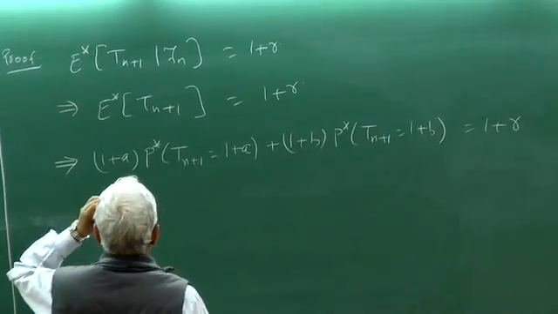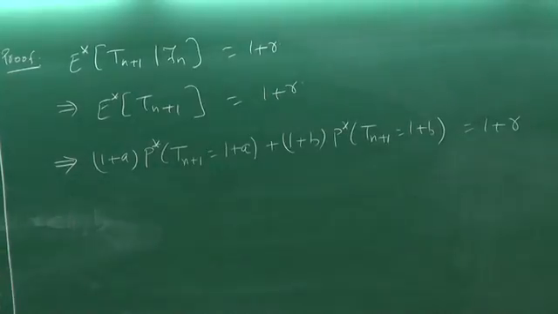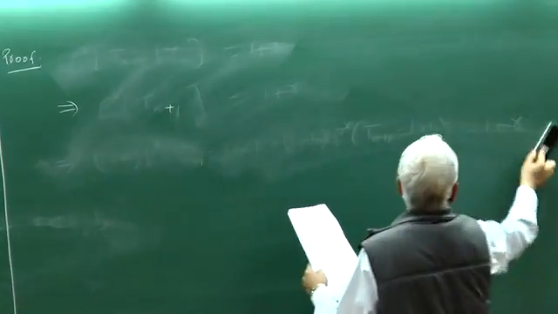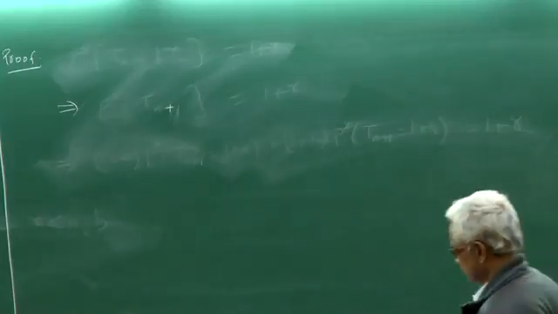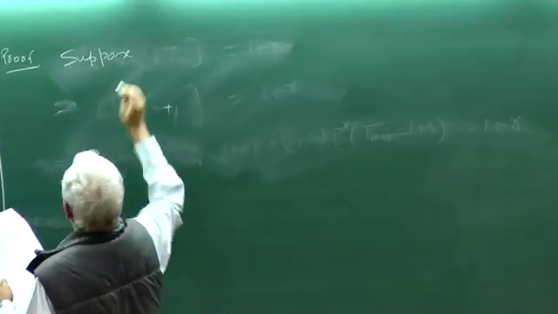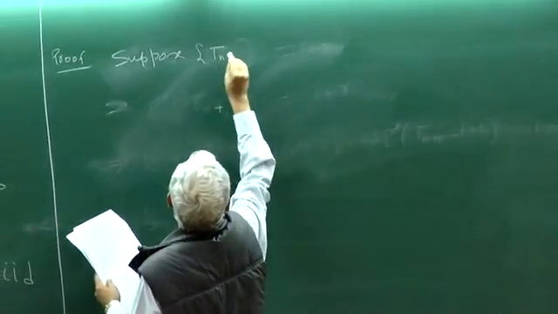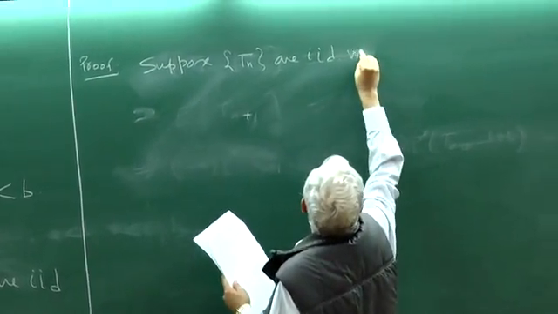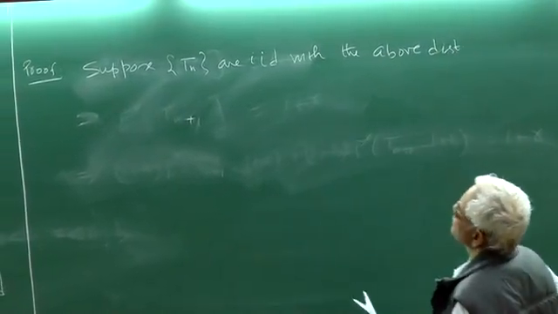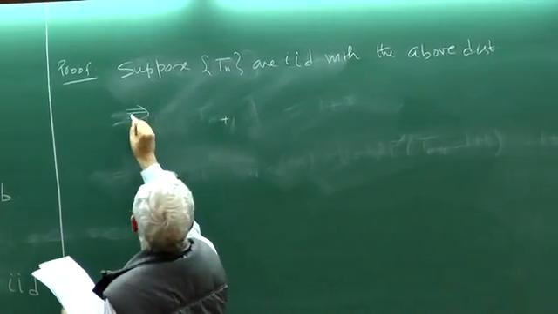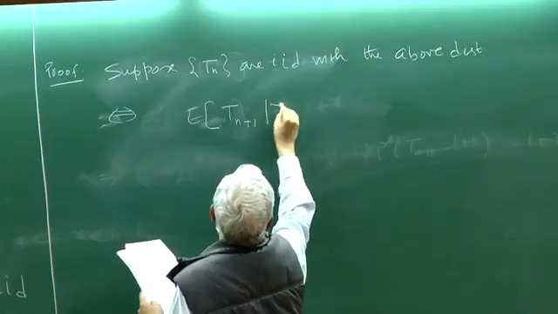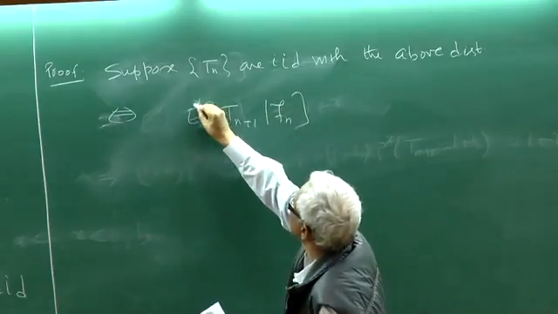no, let me do it the other way. So this will be if and only if, suppose the Tn's are IID with the above distribution, then this is if and only if, right.